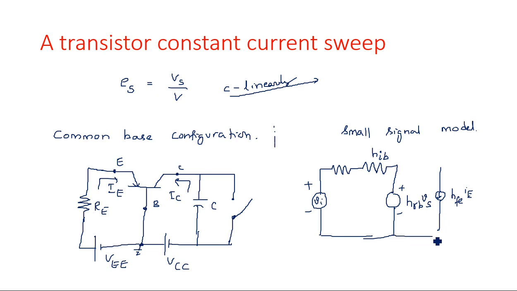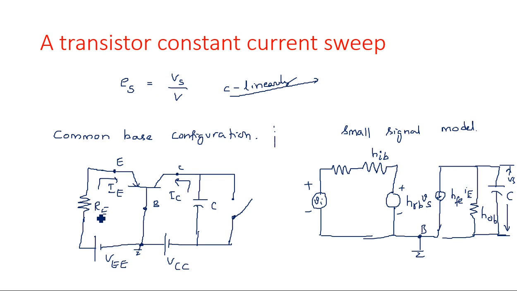This is the base terminal, which is connected to the ground. This is the base, and we have an output resistance, HOB. And in the circuit diagram, we have a capacitor. This is VS, which we are measuring at the output. Now let us write the equations for the currents IE and IC, and thereby VI.